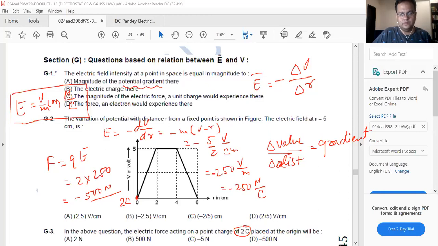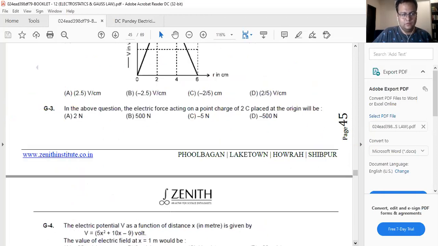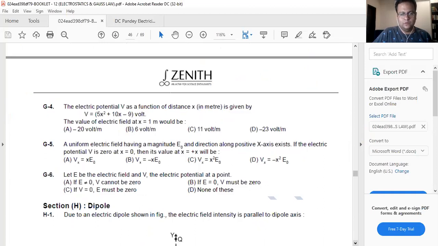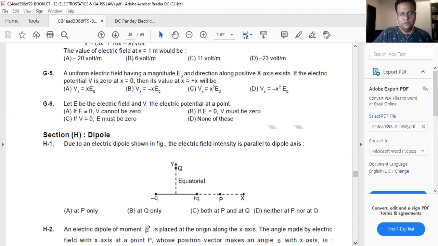Next, 4 to 6, G4, G5, G6. G6, anyone having doubts with G6? Any doubt in G6? Sir, G5.